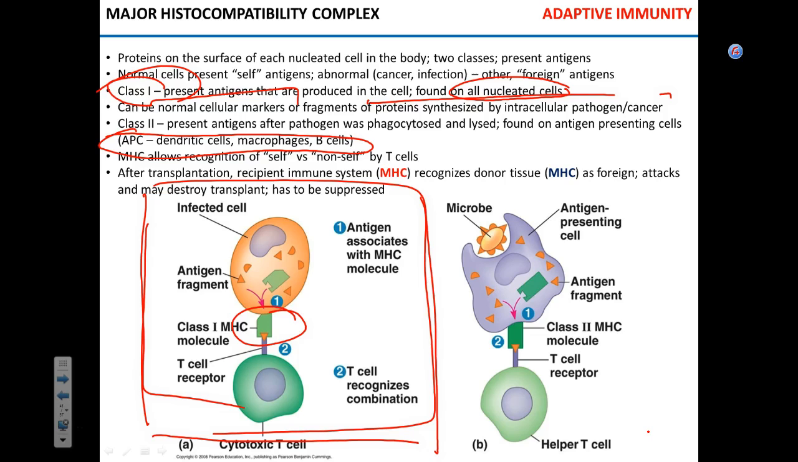So antigen presenting cells, they present antigen to T cells. How they do it? They phagocytose the microbe. Look at the right picture, the picture B. They phagocytose the microbe, and in the process of phagocytosis, what has happened to a microbe?